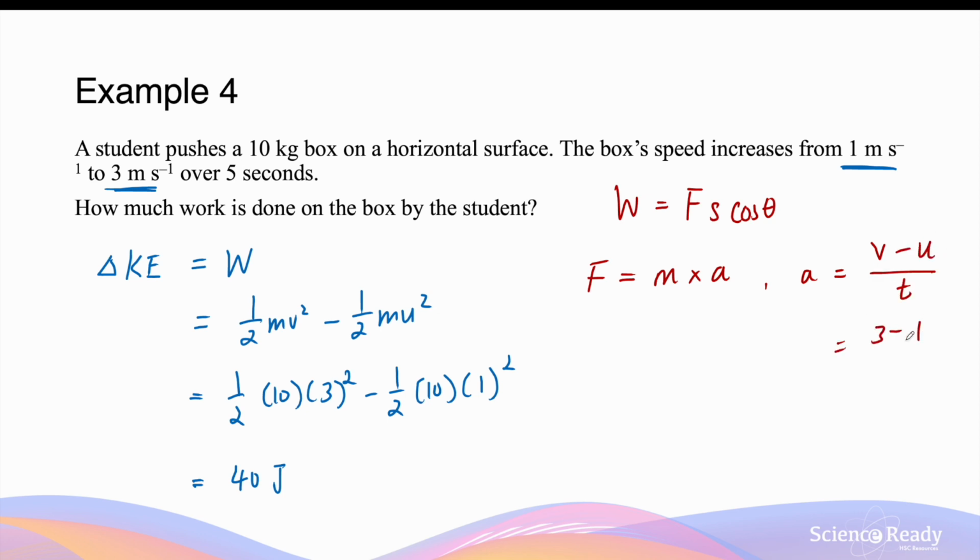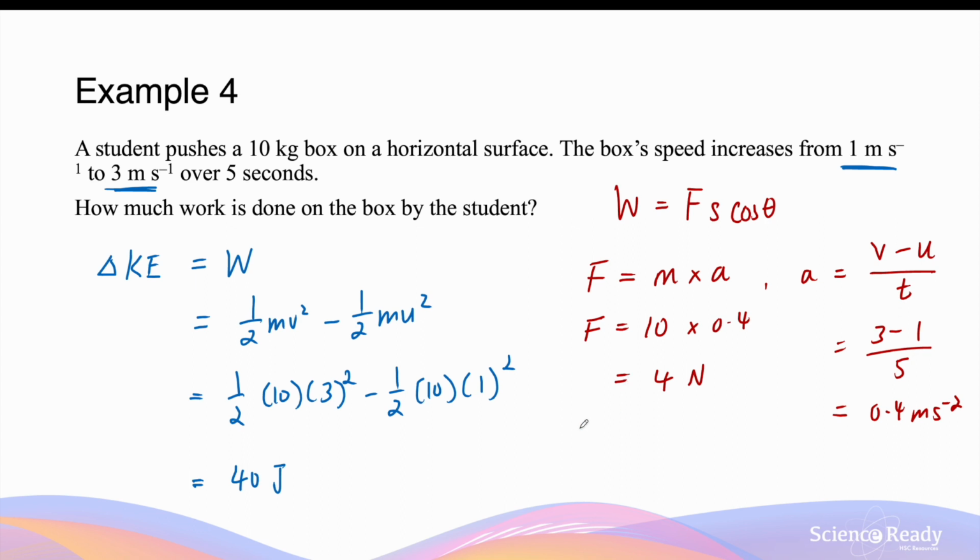This is 3 minus 1 divided by a total of 5 seconds, which means the acceleration is equal to 0.4 meters per second squared. The applied force is equal to 10 kilograms multiplied by 0.4, and this is equal to 4 newtons. Now, before we can find the work, we need to calculate what the displacement of the object is during this time when the force is applied.